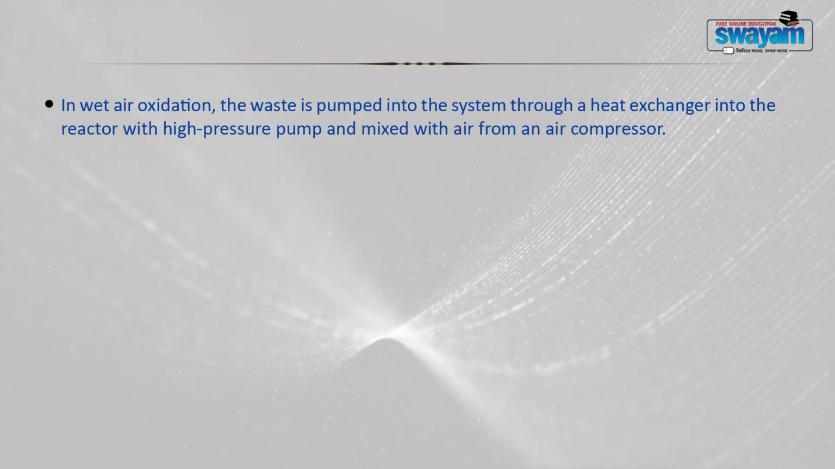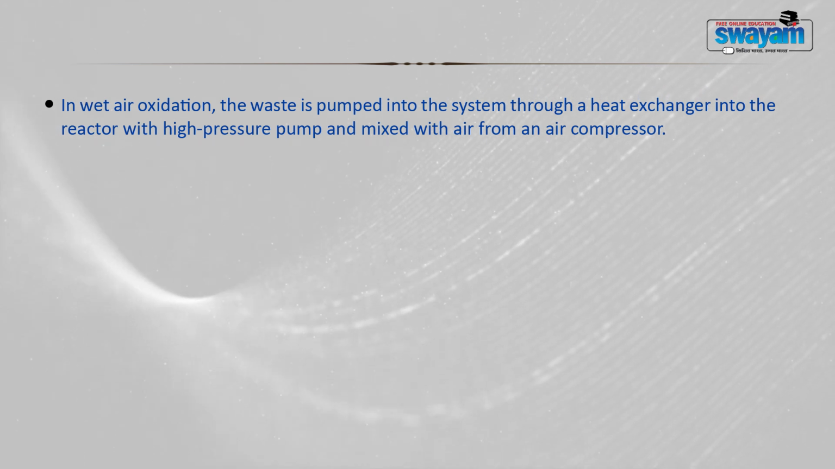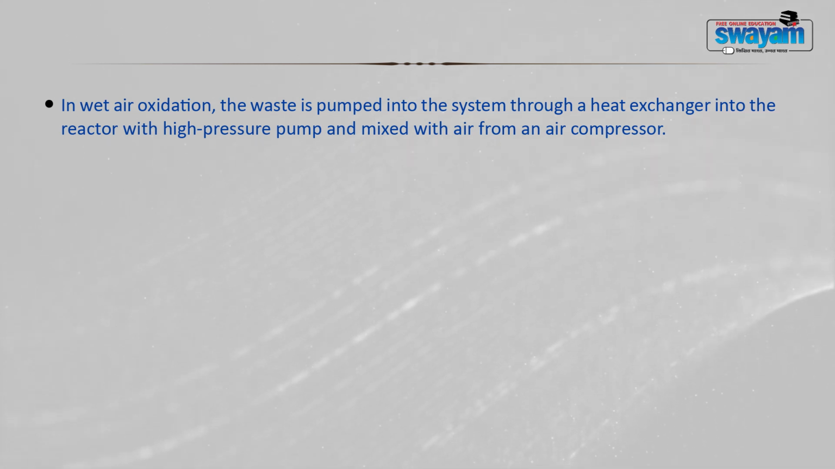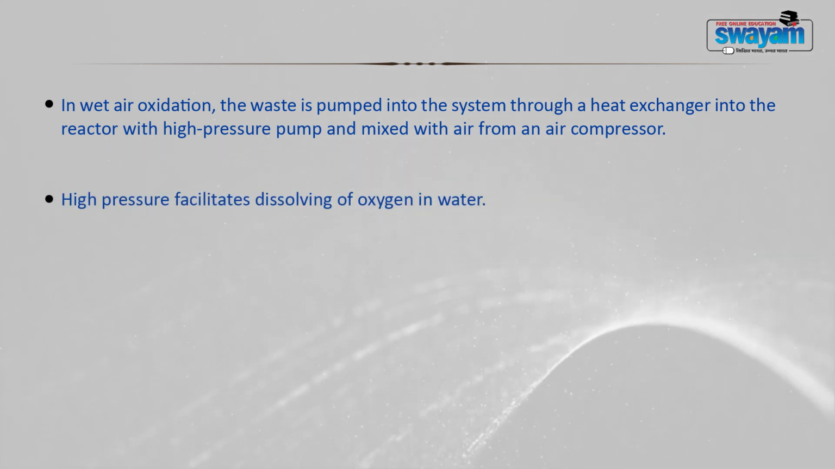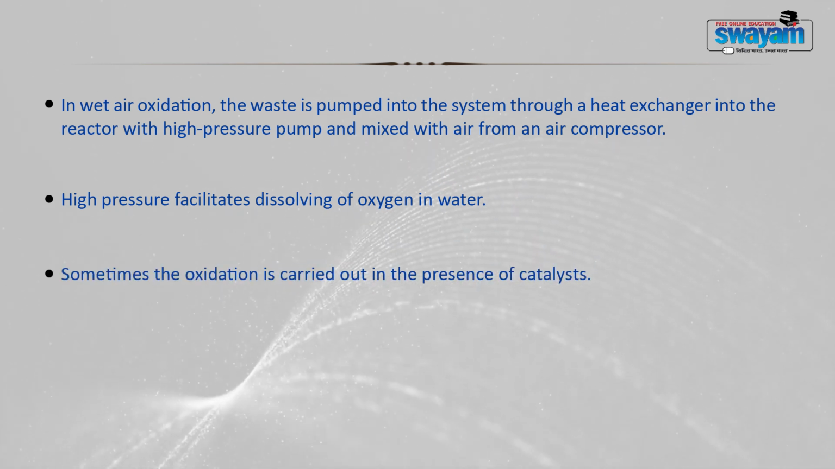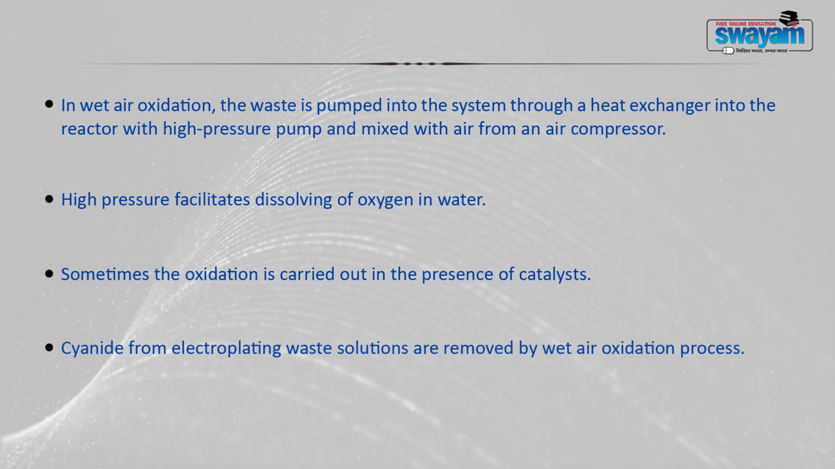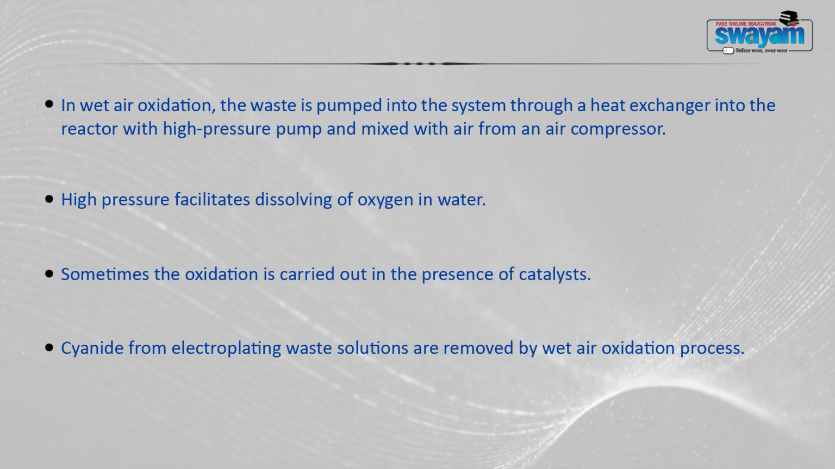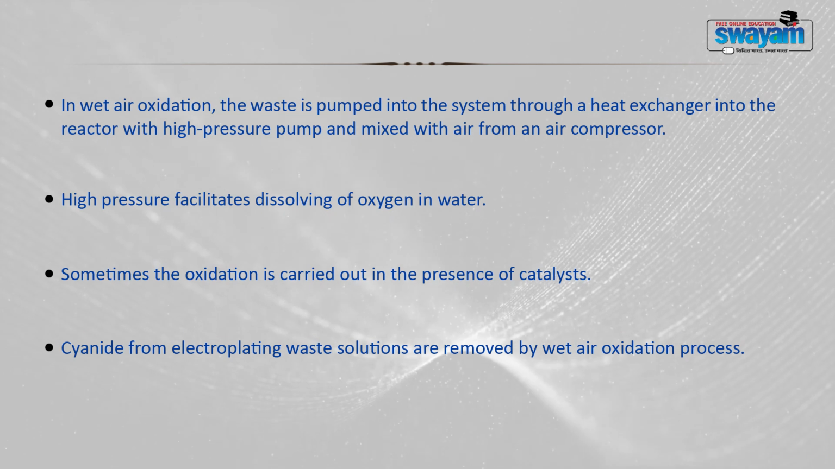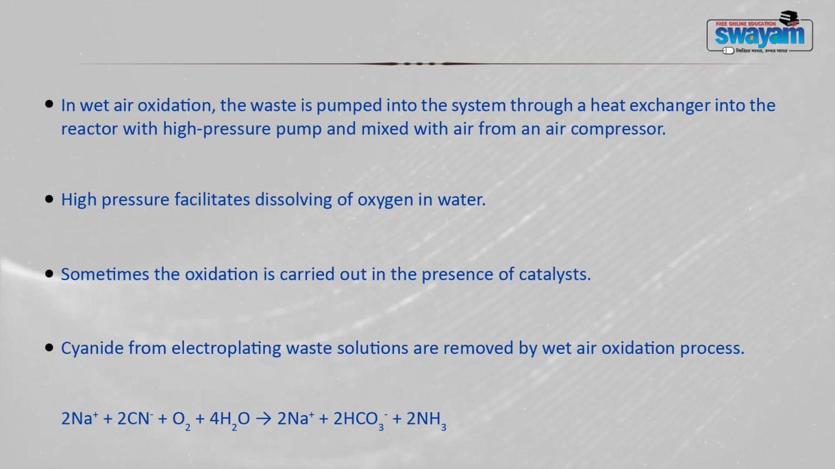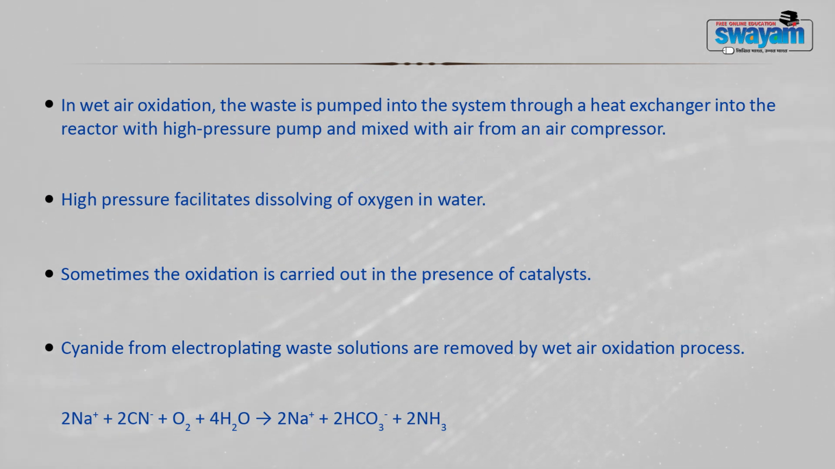Now, in wet air oxidation, the waste is pumped into the system through a heat exchanger into the reactor with a high pressure pump and is mixed with air from an air compressor. High pressure generally facilitates the oxygen to dissolve in water. Sometimes the oxidation is carried out in the presence of certain catalysts. For example, the cyanide from electroplating waste solutions is generally removed by the wet air oxidation process. The equation is given below: 2Na+ plus 2CN- plus O2 will give you 2Na+ plus 2HCO3- plus 2NH3.